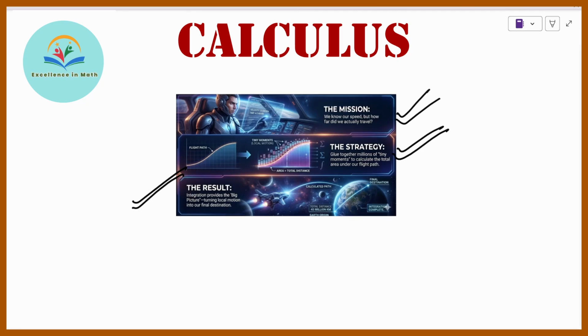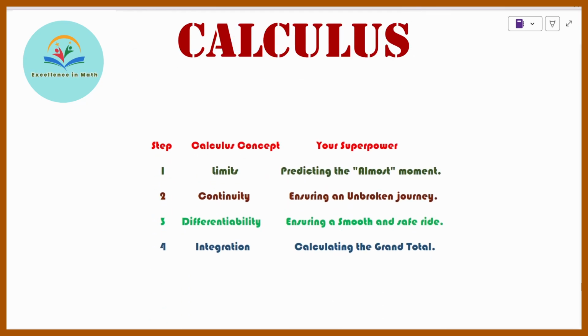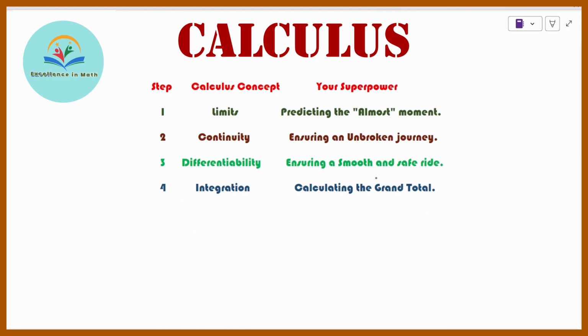Let me recap the 4 levels of calculus. Beginning with limits. The limit concept helps us find the instantaneous speed at a particular point. Continuity is a mathematical concept that ensures an unbroken journey, so it ensures the continuity of that particular path. Let's come to the third level, differentiability. Differentiability ensures that the journey is smooth. It takes smooth turns, so it ensures a safe ride.